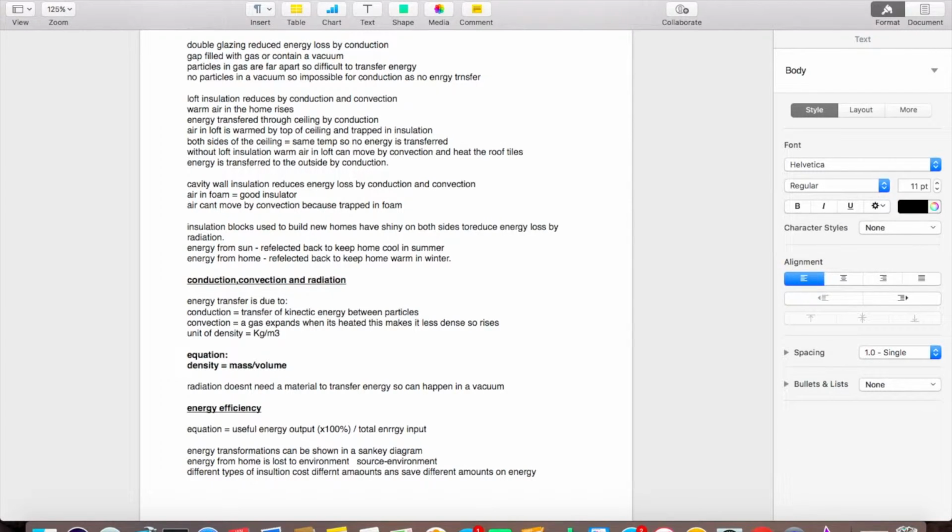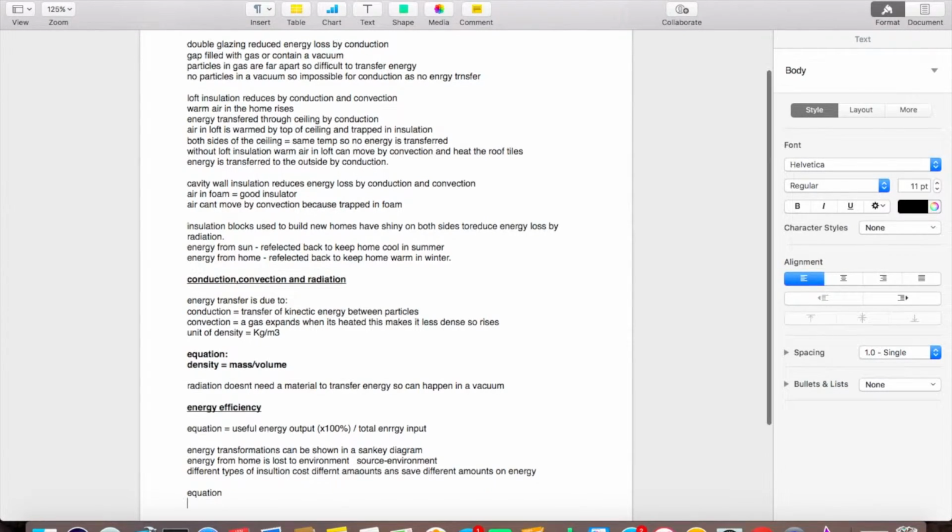Payback time equals cost of installation divided by annual saving. So the next equation is payback time: payback time equals cost of installation divided by annual saving.